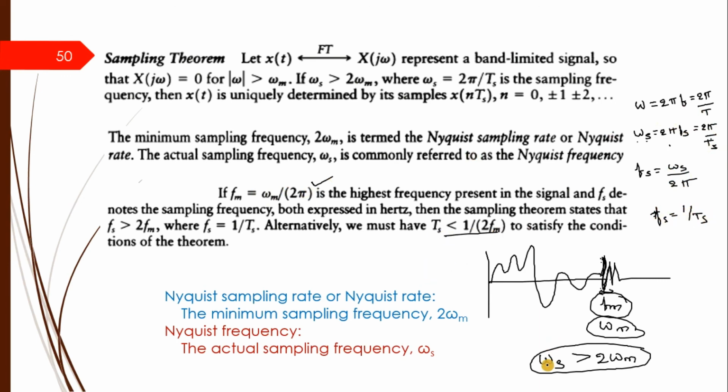That is here. And you know, omega s is greater than 2 omega m. So if I write it as 2 pi Fs greater than 2 into 2 pi Fm, 2 pi and 2 pi cancel. Fs is greater than 2 Fm. That is what is here. So everything is telling that your sampling frequency should be greater than 2 times the maximum frequency. That's it about the sampling.